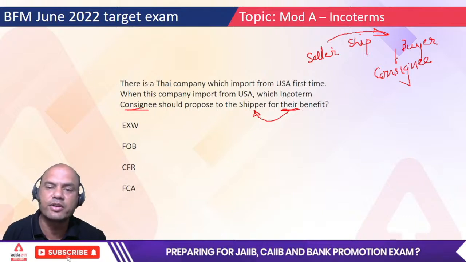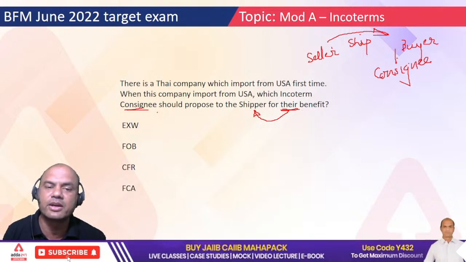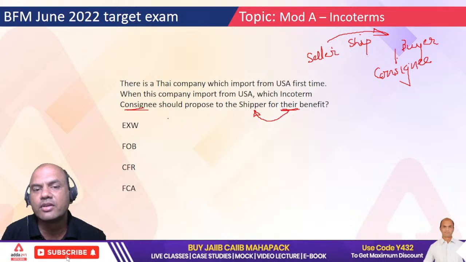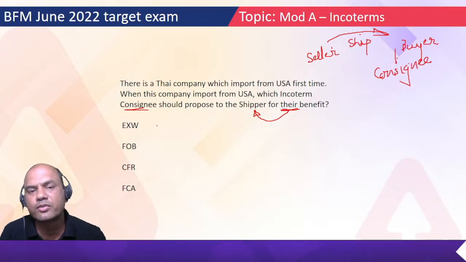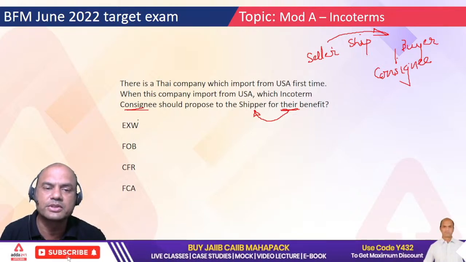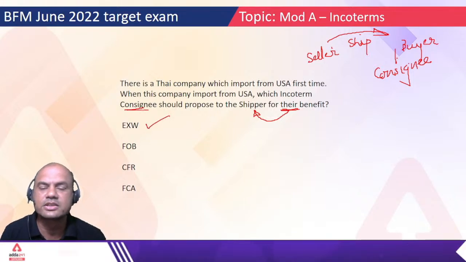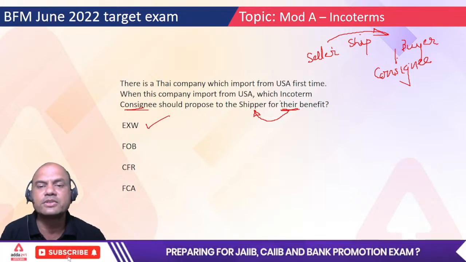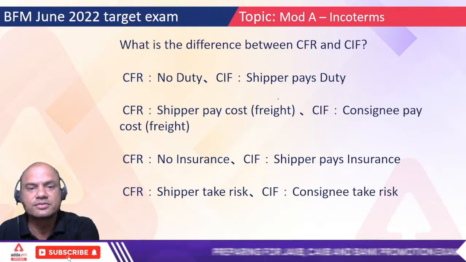For the shipper's benefit, where is the exporter's maximum benefit? Now everyone is typing this. I'll give you 5 seconds more. You are confused between FOB and Ex Works. Many of you got confused. A and B, they are typing. So the answer is Ex Works. Basic, right? Best for the shipper is always Ex Works.